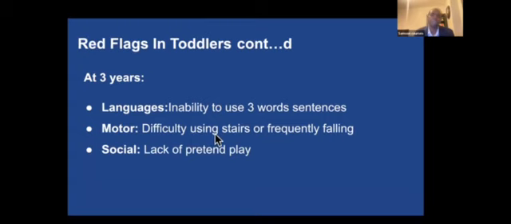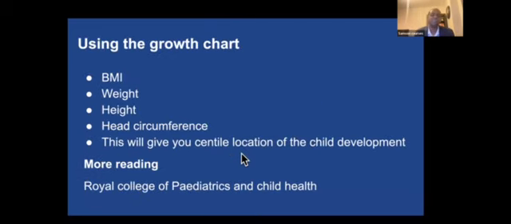If they can't use the stairs or they're frequently falling, it may suggest things like what? Duchenne muscular dystrophy. Social-wise, lack of pretend play. They should be able to do a pretend play. Okay, so these are the red flags.